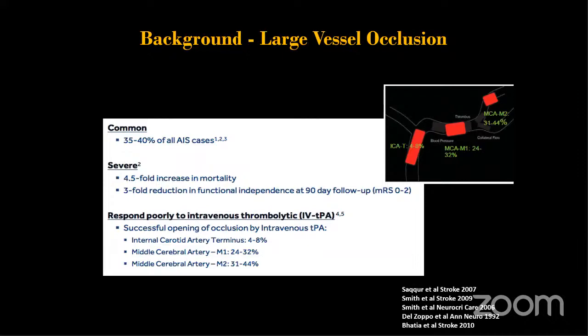Successful opening of the occlusion by intravenous tPA is about 4 to 8% in the ICA terminus, 24 to 32% in the proximal MCA, while in M2 branches it reaches 31 to 44%.